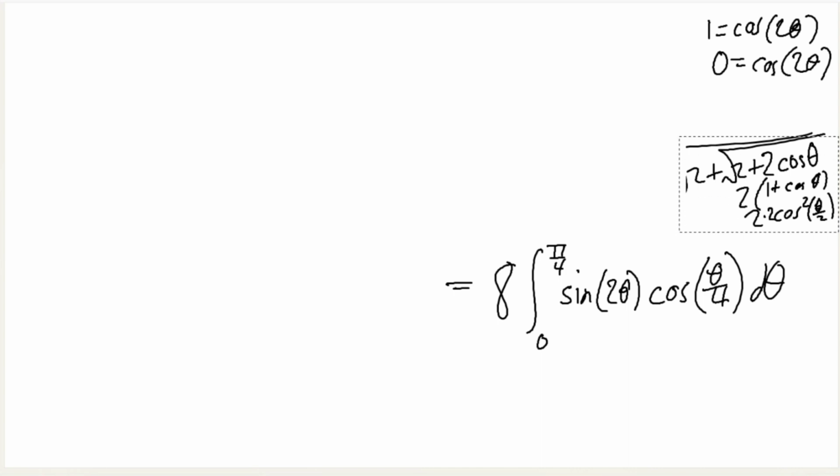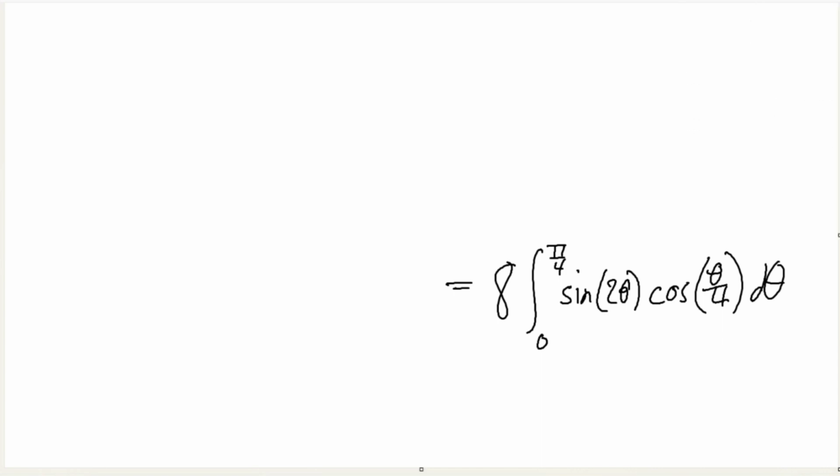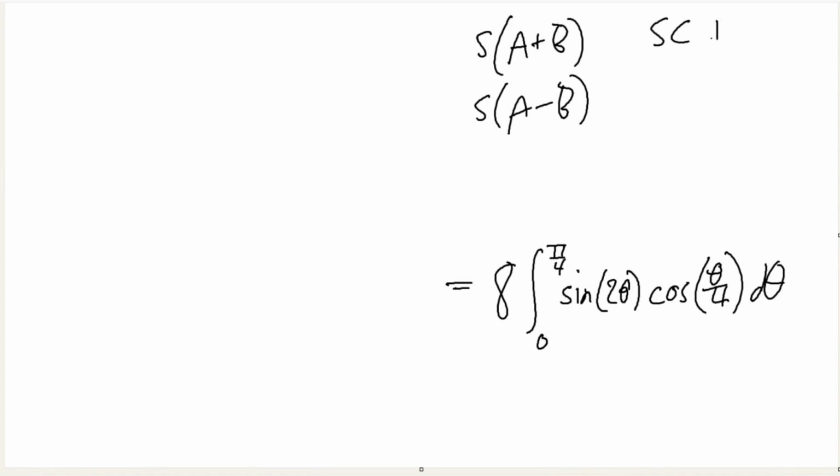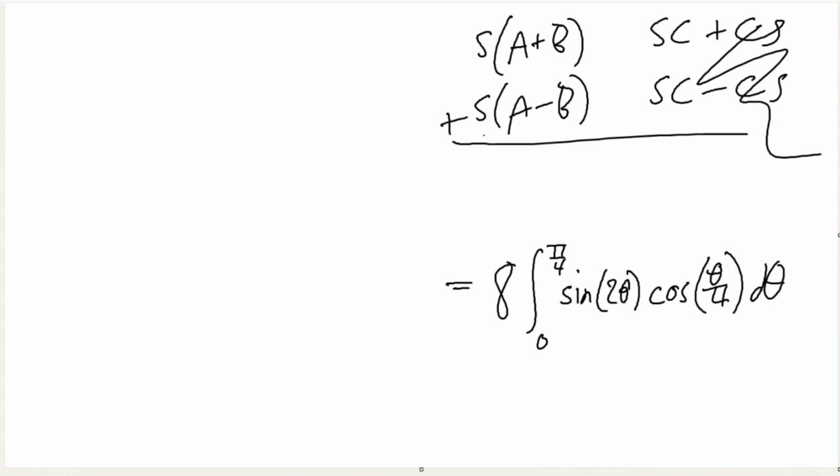So, lazy people like me, we're just going to use the trig identity. Sine times cosine comes from the sine law. Sine a plus b, sine a minus b, we get this. And we're going to have to add just to cancel this out. So we divide by 2, that's 4 in total. So pi over 4.